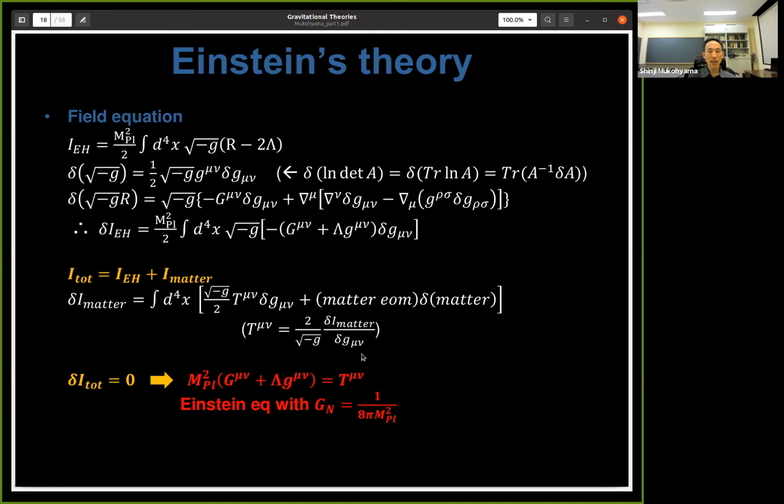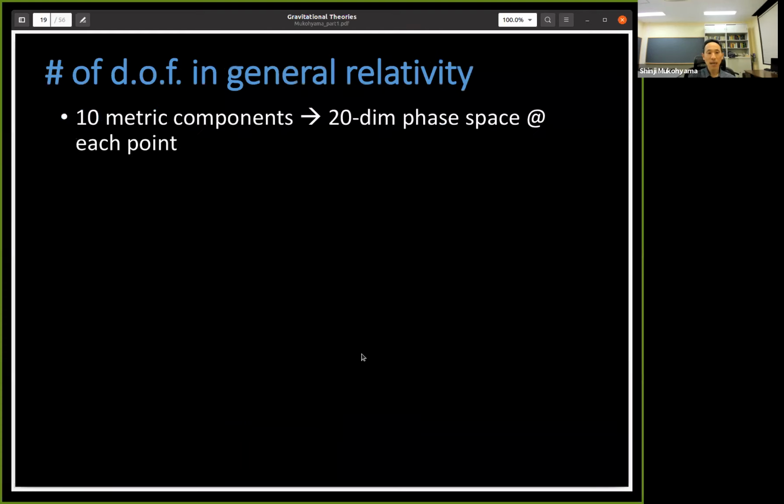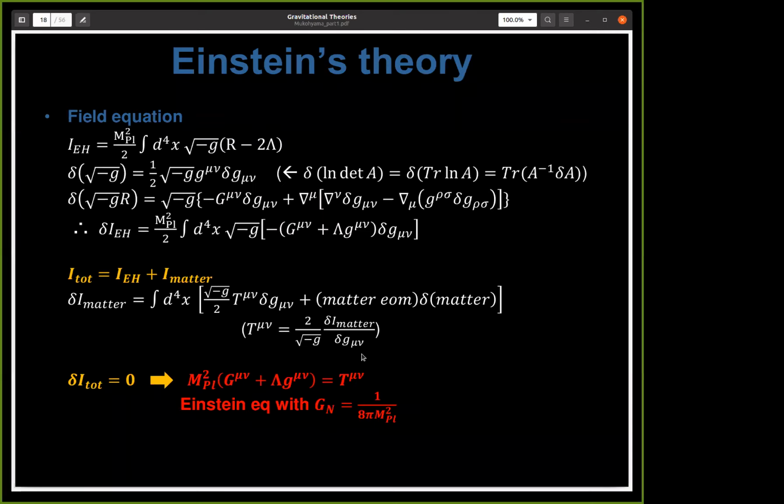Now we know the equation of motion of general relativity, and now I'd like to count the number of degrees of freedom. We know that general relativity has gravitational waves, with the plus mode and the cross mode. So we say that general relativity has two polarizations, or two degrees of freedom. Someone has a question. Yes, please ask.